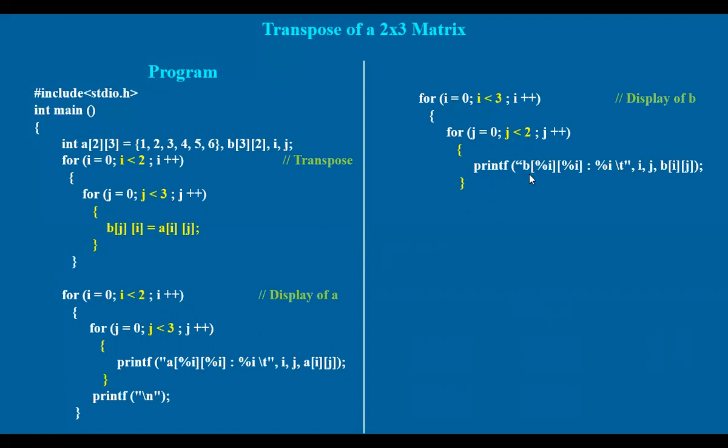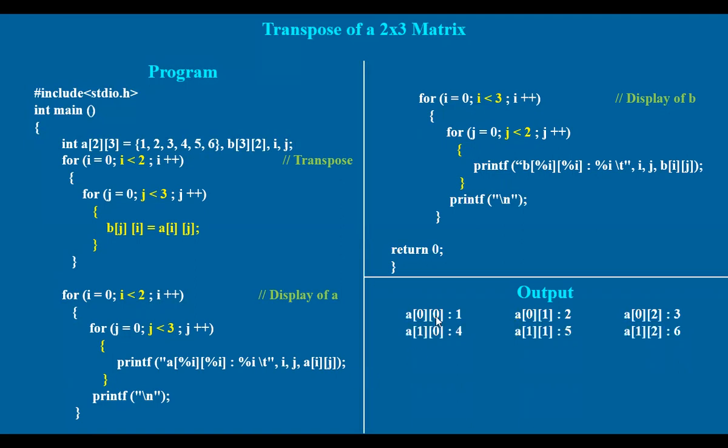Display the array B here, complete this program and execute. The values here are 1, 2, 3 and 4, 5, 6, the first row and second row elements of the A array. Now coming to B, B has 3 rows and 2 columns. So this 1, 2, 3 has become the first column elements, and the second row 4, 5, 6 has become the second column elements. So this is the required transposed matrix.